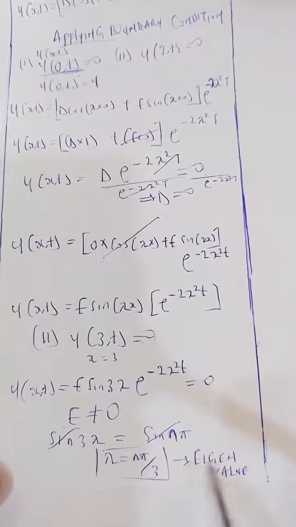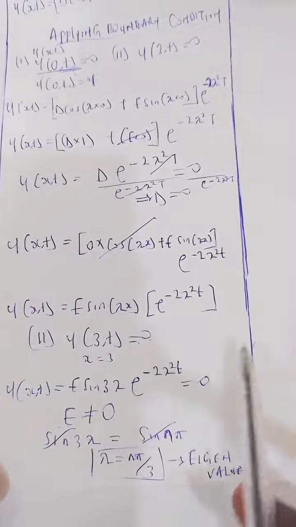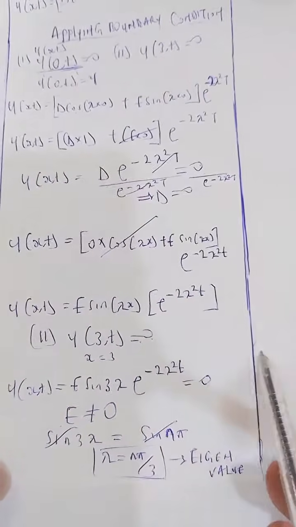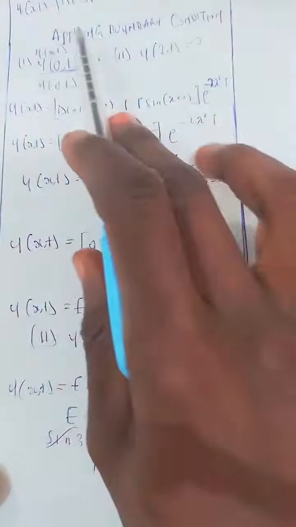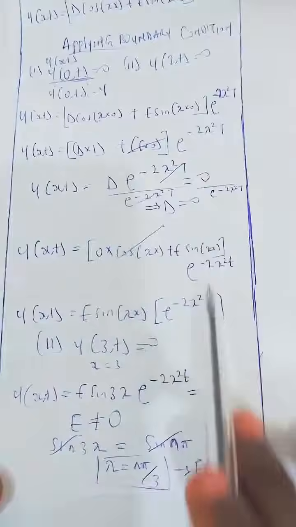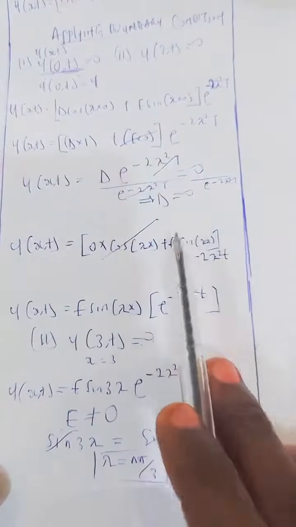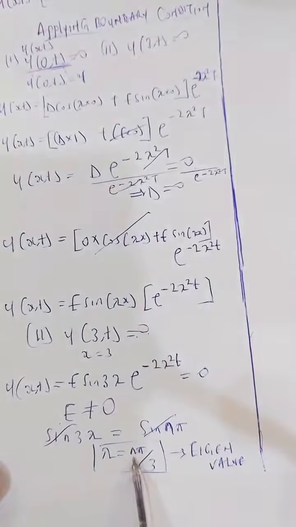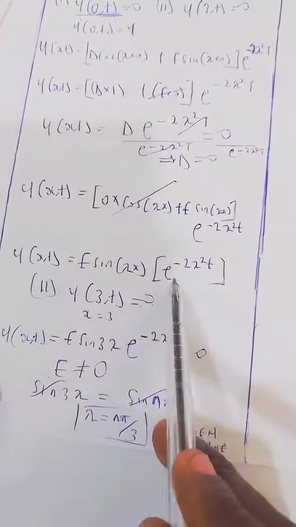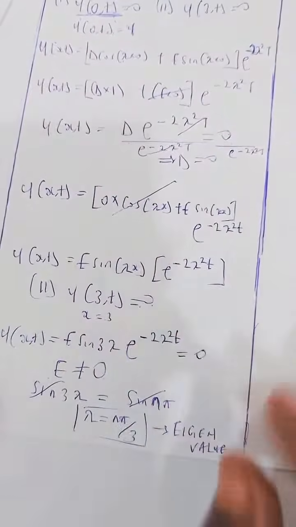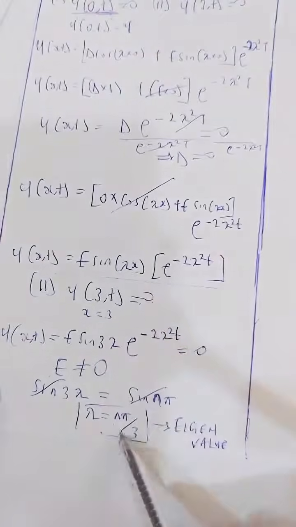Now, we've gotten the eigenvalue to be this. The next step is to substitute your lambda. It follows the same procedure: when we got A to be 0 from the first boundary condition, we substituted A into our general wave equation. Now, using the second boundary condition, we got lambda to be nπ over 3, so I'm going to substitute lambda into my general wave equation, just like we did for A. Anywhere I see lambda, I'll substitute nπ over 3.